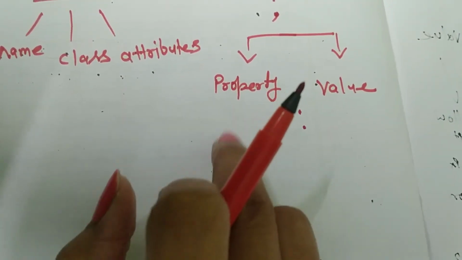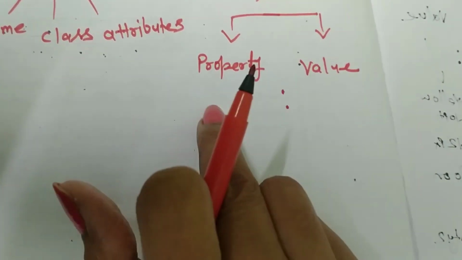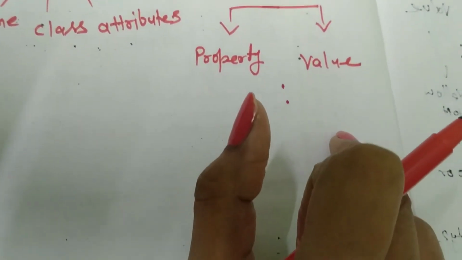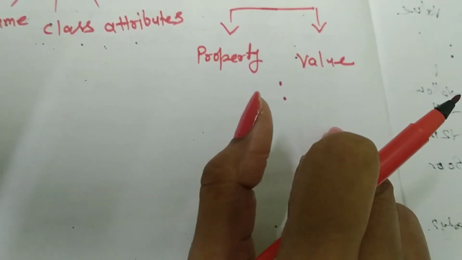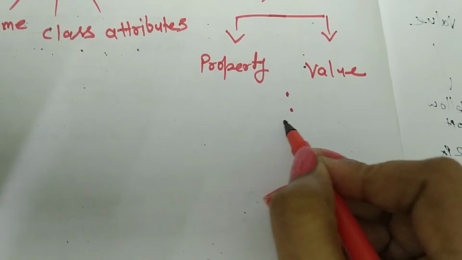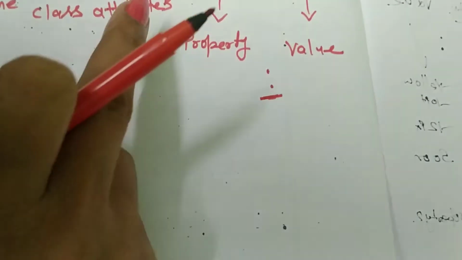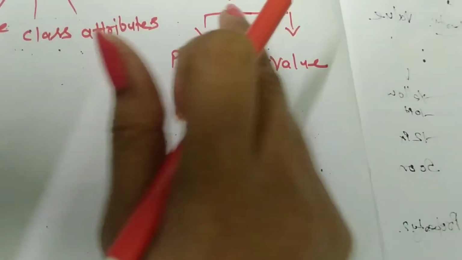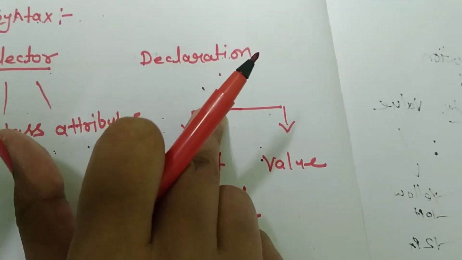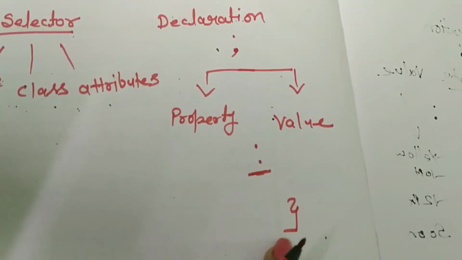Suppose the property is color and the value for the color property is yellow, and suppose font size is the property name and the value for font size is 10, 12, whatever size you want to set for the font. Similarly, property and value are separated with a colon, and a CSS declaration always ends with a semicolon. In the last, the declaration closes with curly braces. Okay, this type of curly braces.